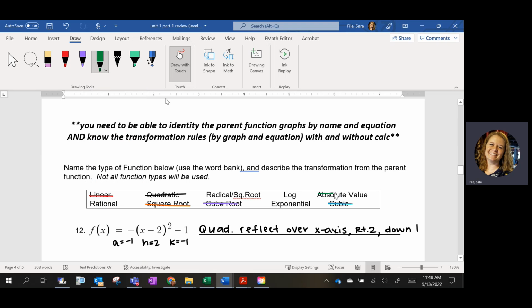So we did not end up having a rational, radical square roots there twice. That's weird. And we didn't have a log or exponential.